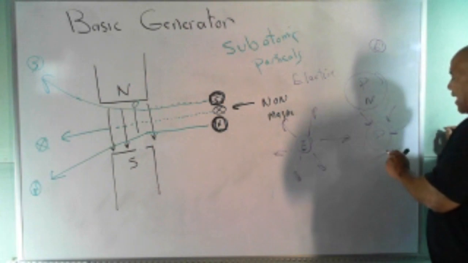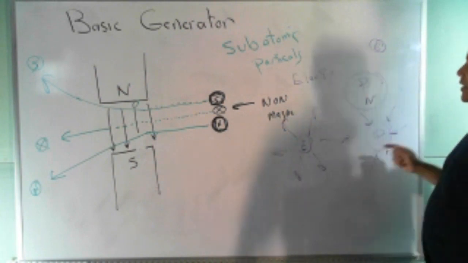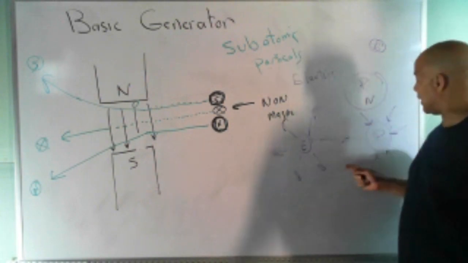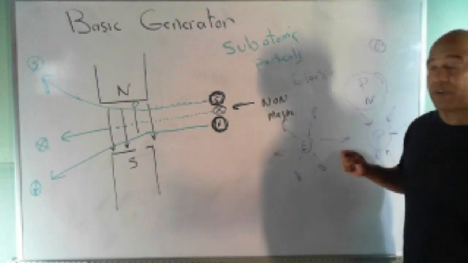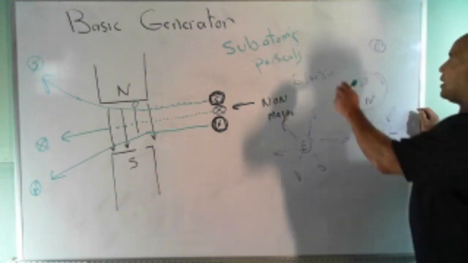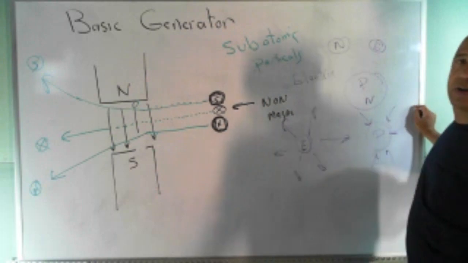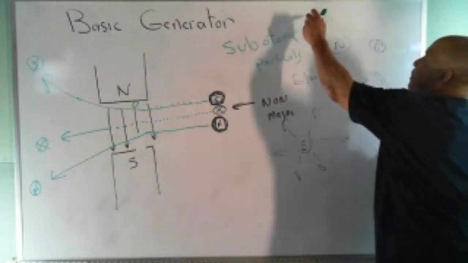It doesn't really matter. Know that there's this field that exists around the electron and the proton called an electric field. But the neutron doesn't have any field around it at all because it does not have the property of charge.